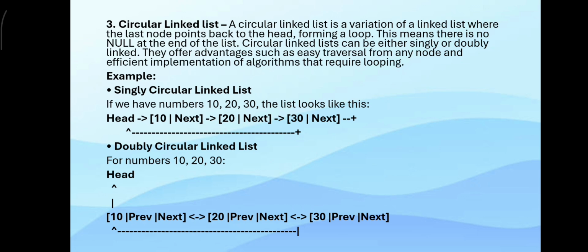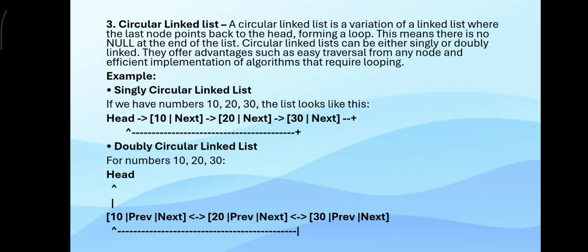So, example: singly circular linked list. If we have numbers 10, 20, 30, the list looks like this. Head, and the last node points back to the first node. No null at the end, efficient for continuous processes. Used in queues and round robin scheduling. So we have head, then arrow, 10, then next 20, next 30, then next back to the head. This means no null at the end.